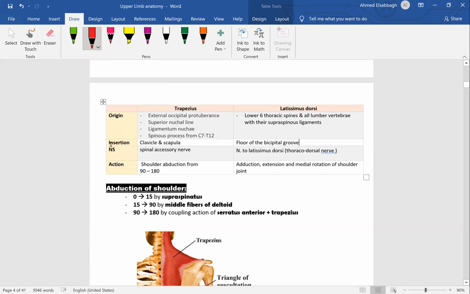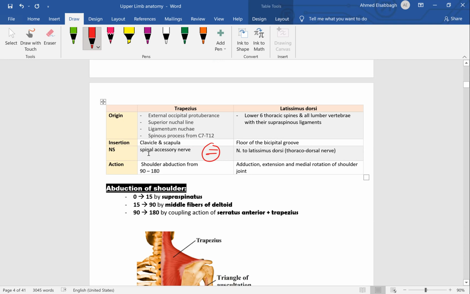Nerve supply of both muscles is extremely important. The nerve supply of trapezius is the spinal accessory nerve, which is cranial nerve number 11. And latissimus dorsi is supplied by the nerve to latissimus dorsi, which has another name, the thoracodorsal nerve.